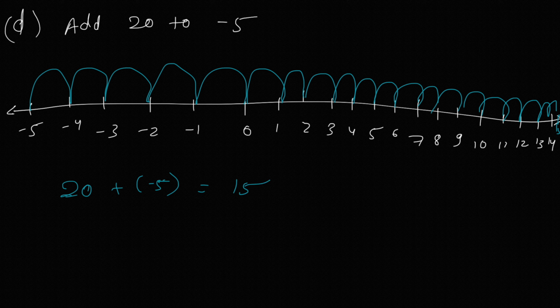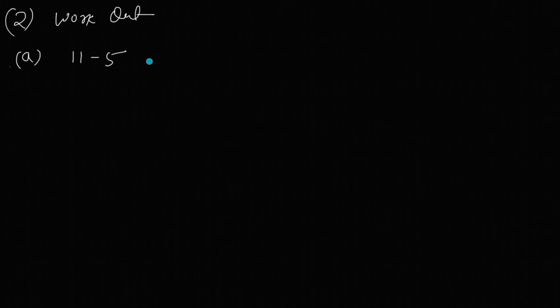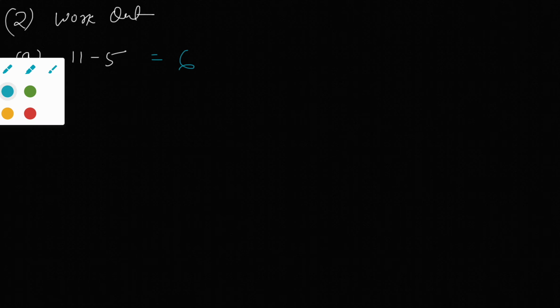Okay, now move to question number 2. Question number 2 is work out these problems. So what is our question number A? It's 11 minus 5. So 11 minus 5 is how much? Calculate. So it is 6.